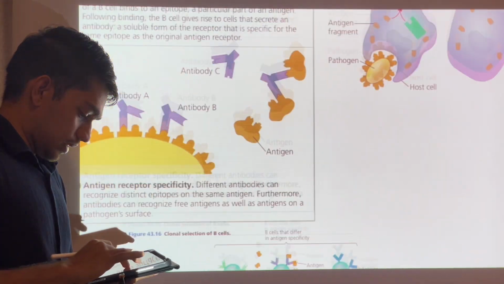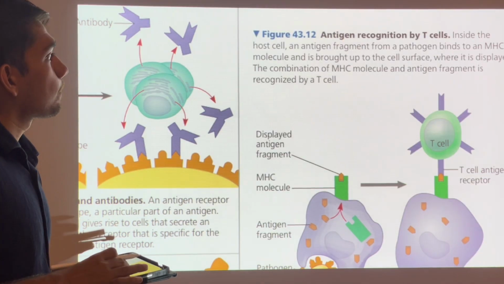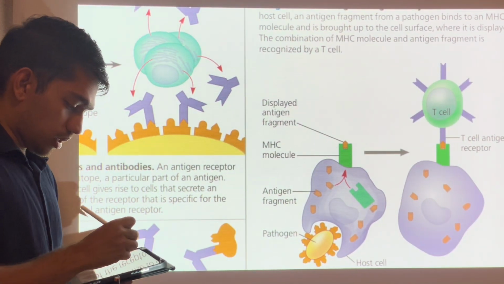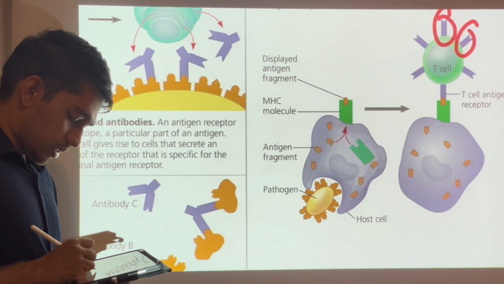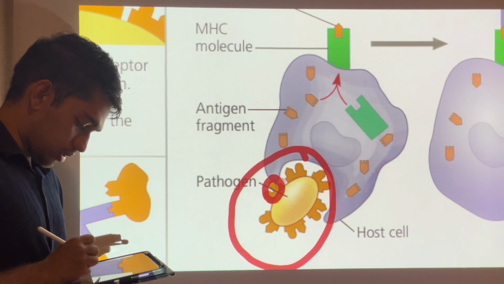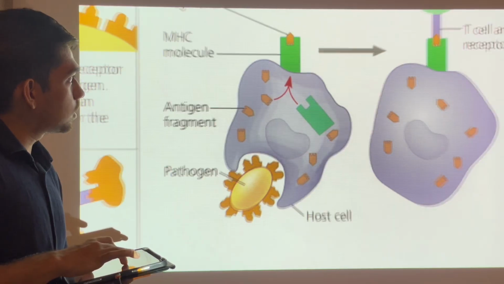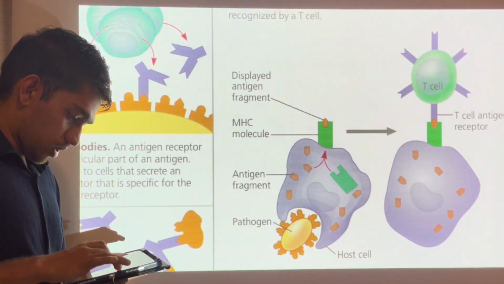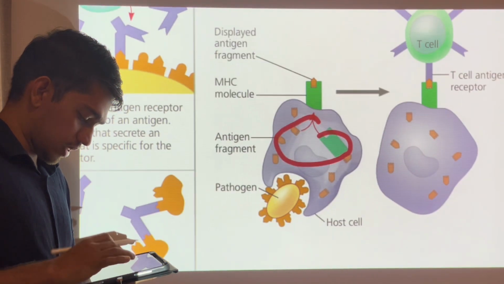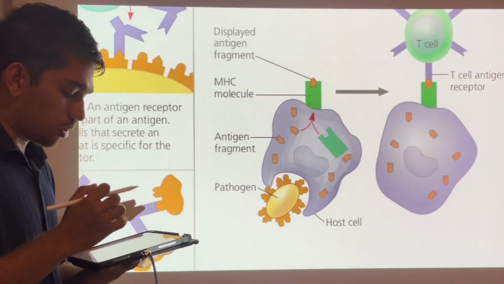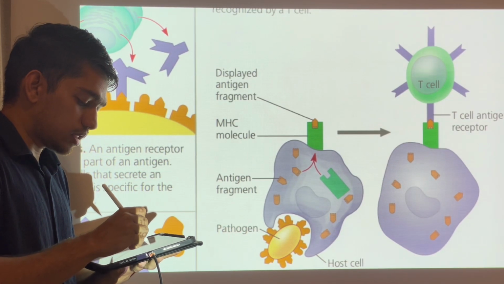So it is shown here. Antigen recognition by T cells. Can you see? So this is a T cell. Around the T cell there are many antigen receptors. This is the pathogen. These are the antigens, and these small parts, different shapes, are the epitopes. This is your antigen presenting cell, right? The antigen presenting cell is going to take part of the antigen and make it available for this T cell antigen receptor.